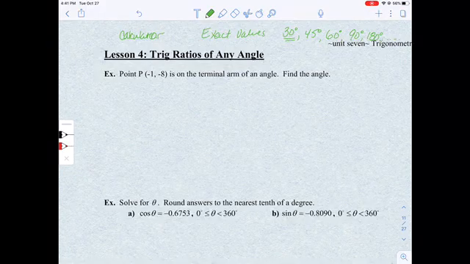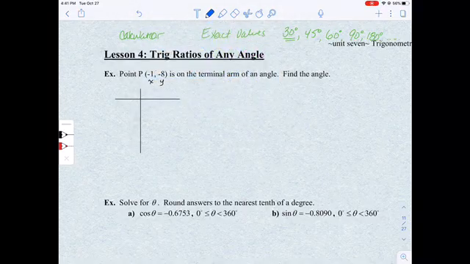So for example, the first question says, point P (-1, -8) is on the terminal arm of an angle. Find the angle. So I know x is negative and y is negative, so of course I'm in the third quadrant. I'm just going to do a little crude sketch of that. We're not getting out the protractors here. It doesn't have to be perfect.